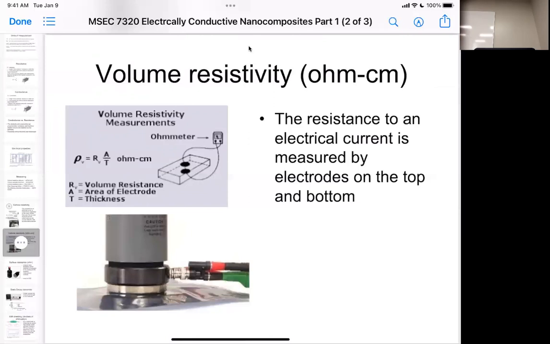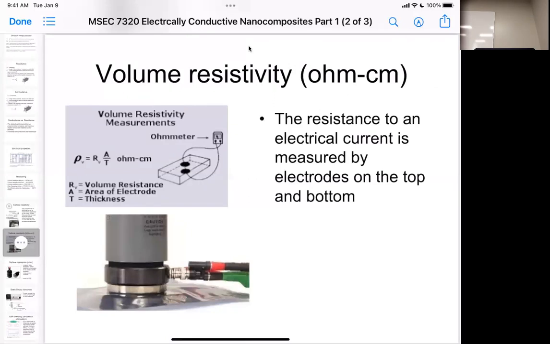Sometimes they'll even pull vacuum on the system, but most of the time not. So what you're doing is you're actually measuring through the thing, and so we have the area of the electrode and the thickness you're going through. This is probably a better test than surface resistivity when you're doing nanocomposites, because you're looking for the homogeneity through your entire system, not just what happened to end up at the surface.